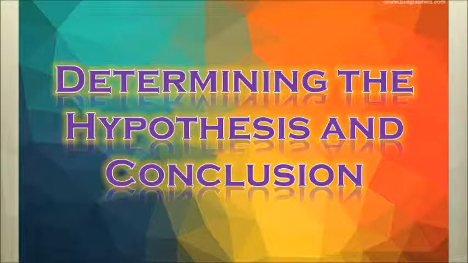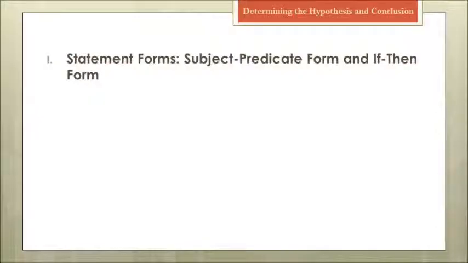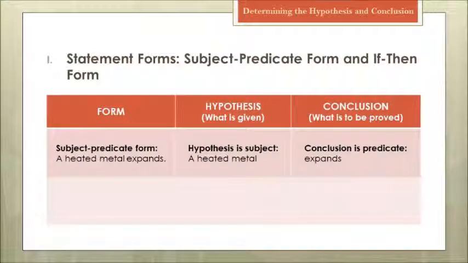Let us move on to the next one, which is determining the hypothesis and conclusion. Under this, we have two statement forms, the subject-predicate form and if-then form. We have here in the table an example of a subject-predicate form. Its hypothesis is the subject and the conclusion is the predicate. So in the example, a heated metal expands. A heated metal is the hypothesis, and the conclusion is expands.